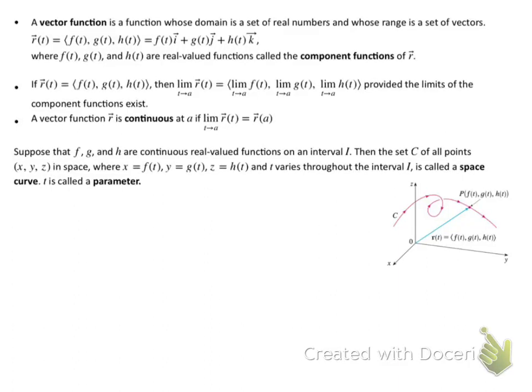We are going to look at vector functions, which are functions whose values are vectors. The definition is: a vector function is a function whose domain is a set of real numbers and whose range is a set of vectors. So here, vector r of t is a vector with 3 components and 1 input. It maps R to R3 as a vector.